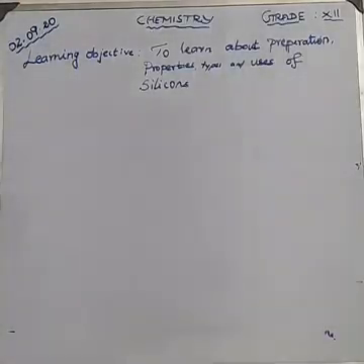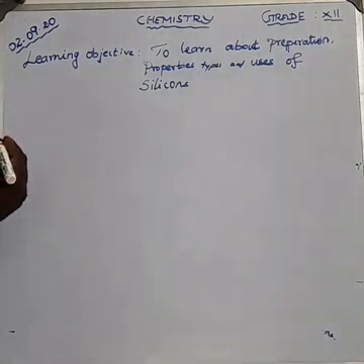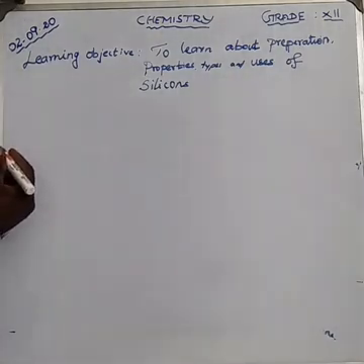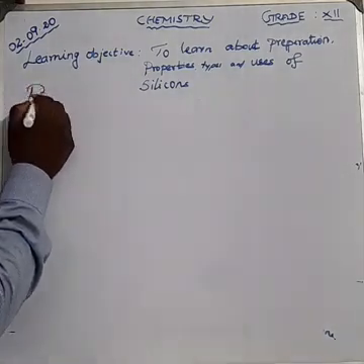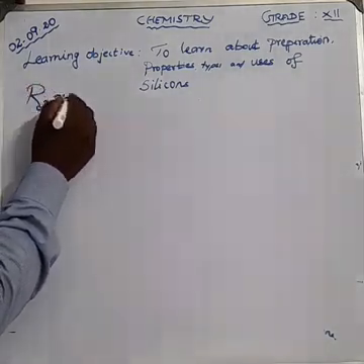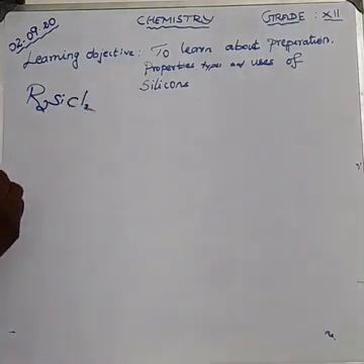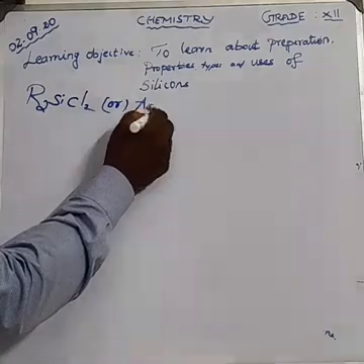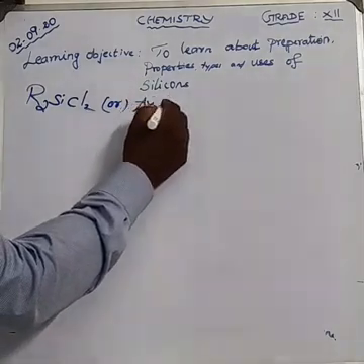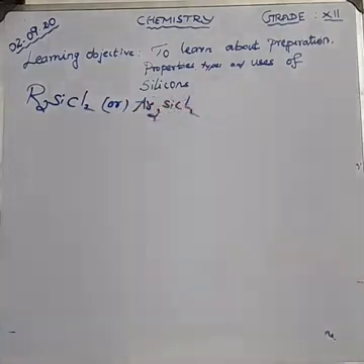I told you how to prepare silicones. It is prepared by the hydrolysis of dialkyl dichlorosilane, that is R2SiCl2. Otherwise, Ar2SiCl2.